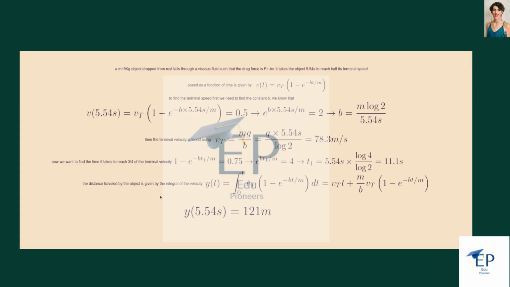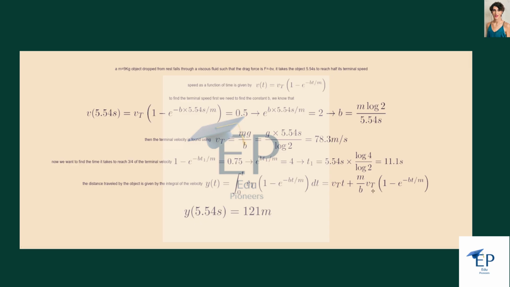And finally, we're asked about the distance traveled by the object. So what is the distance traveled by the object as a function of time? We're going to take this function of v of t and integrate it. So we're going to do the integral from 0 to t of v of t, which is equal to integrating this. And if we do this integral, out comes this result. So we have terminal velocity times t, plus m over b times the terminal velocity, times 1 minus this exponential.